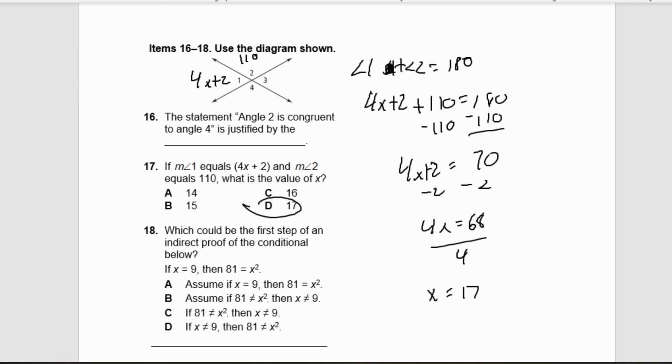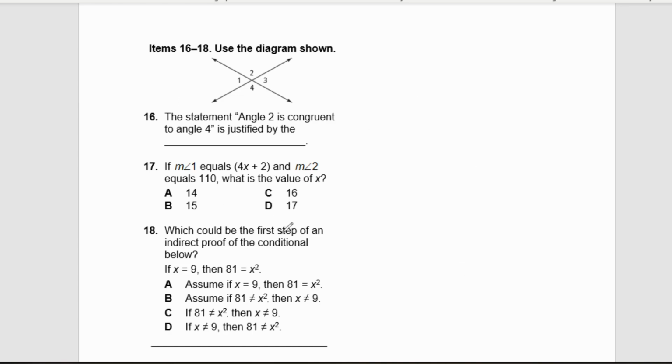Now for number 18, it says, which could be the first step of an indirect proof of the conditional below? So it wants me to turn this conditional into a proof. This means I can automatically rule these two out because they're just more conditionals. This is like answering that question with another question.